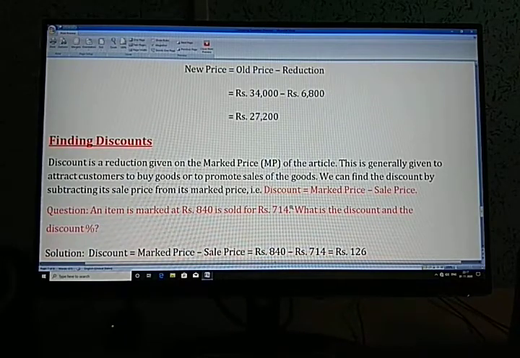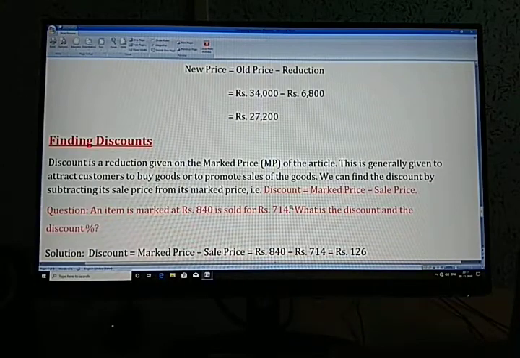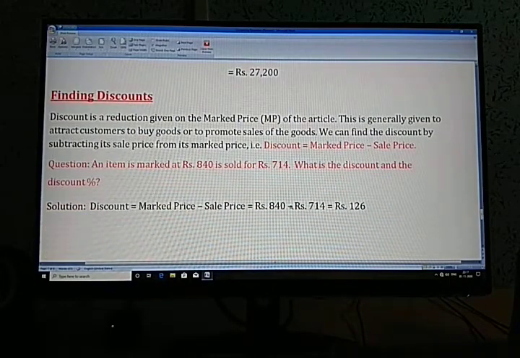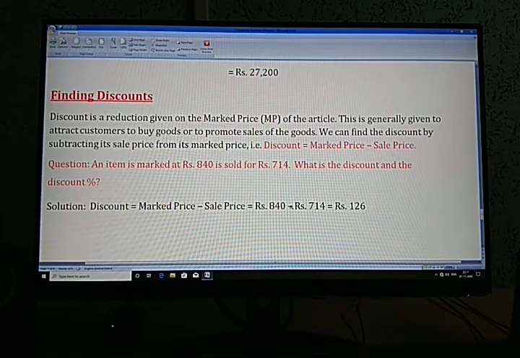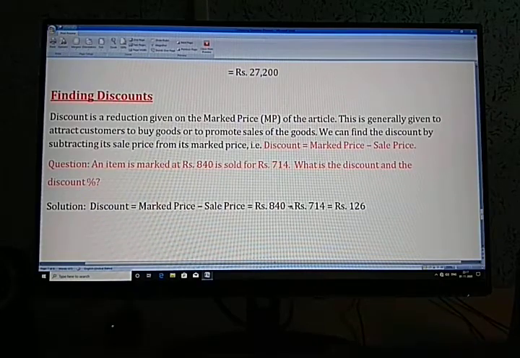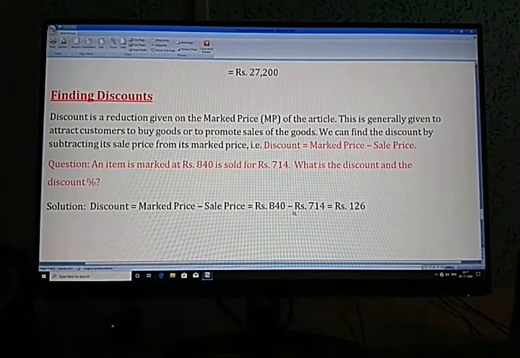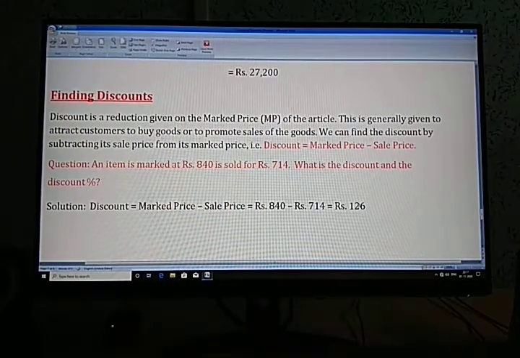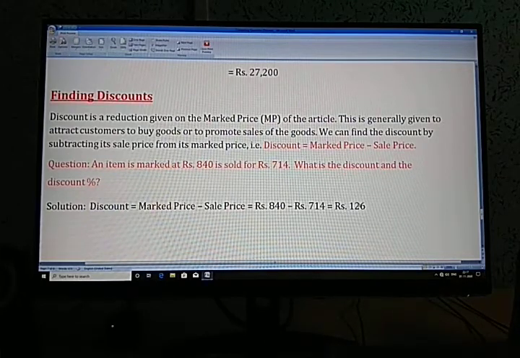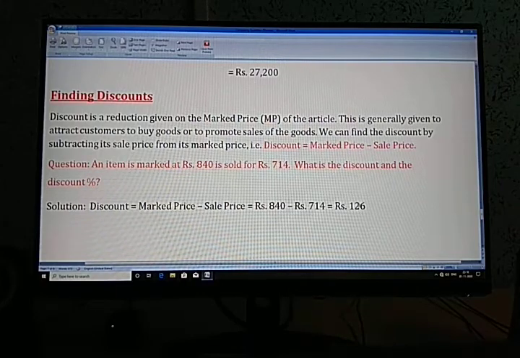So first of all, we will find the discount. Discount, as we know the formula, is marked price minus sale price. So 840 minus 714 will give us rupees 126. So this much rupees discount is given. So how much discount in percent, or how much percent of discount is given? Whenever we find the percentage of discount, it is always found on the marked price. Based on the marked price, the discount is given, as I have said a while ago.